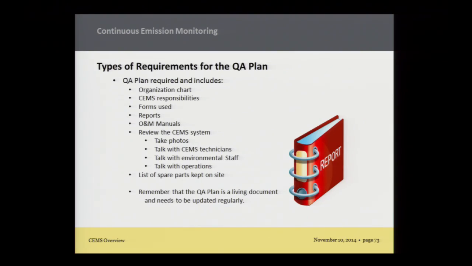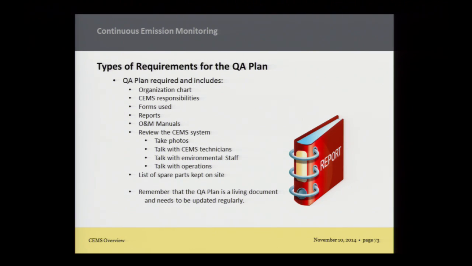Okay, so types of requirements for a QA plan. A QA plan is required and it includes the following things: an organization chart, whose responsibility is the CEMS, what you are supposed to do around them, forms used, reports, operations and maintenance manuals, and a review of the CEMS system. The easiest thing to do here, we tell people, is take photos, talk with CEMS technicians, talk with environmental staff, and talk with operations, because it takes all of that to put it together a lot of times.